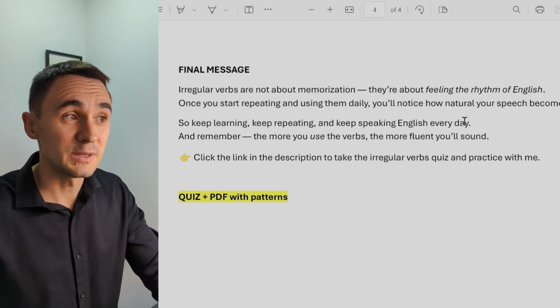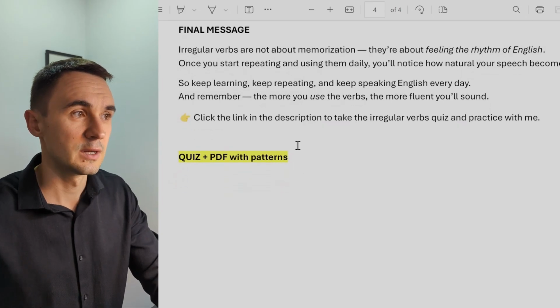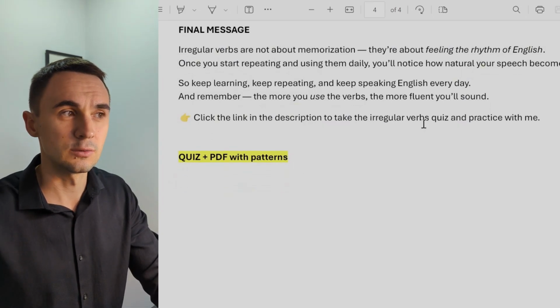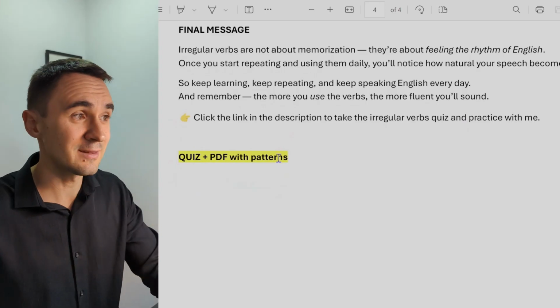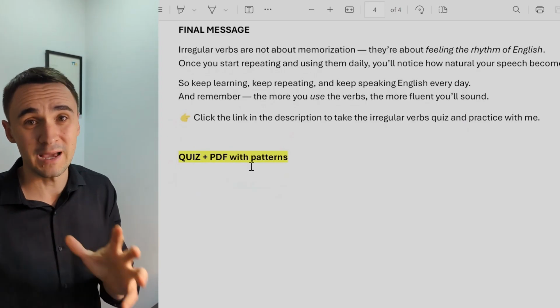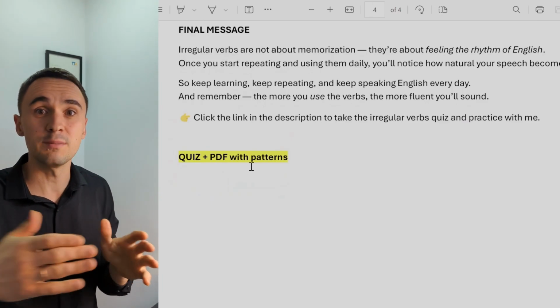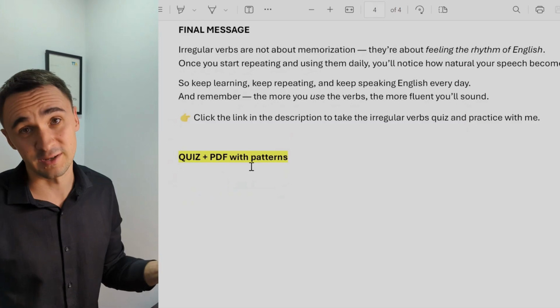Keep learning, keep repeating those. Don't forget that in the description you will have the link to those quizzes, 2 quizzes, and the PDF with patterns, because learning irregular verbs with patterns is much easier. You will group them and remember how they behave, and you will learn them faster.